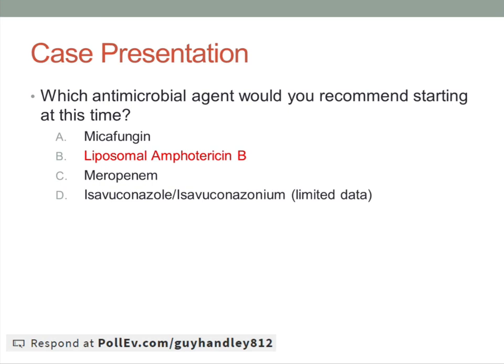I will say, and we will go through, that there is some data, including a trial for isavuconazole as frontline therapy for mucor. So D isn't necessarily wrong. There is data to support that, but if you go by expert opinion and what's going to still be on boards, most providers are still going to start with liposomal amphotericin B for this patient.